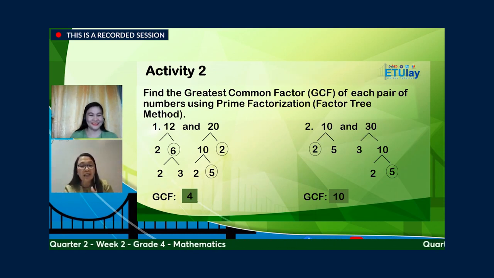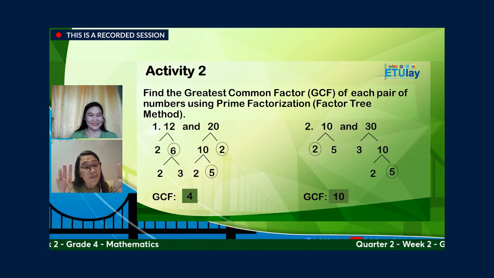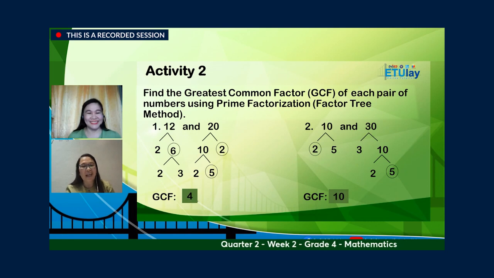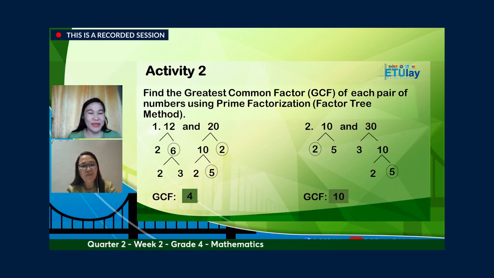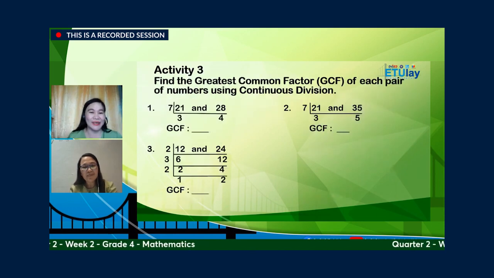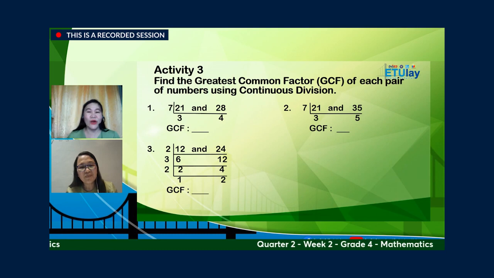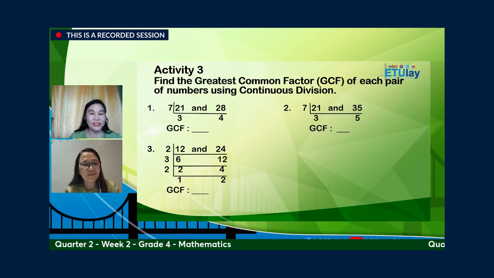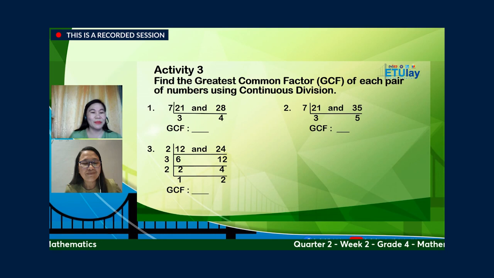Okay. For activity 2, Tutor Joby. Activity 3 na tayo, Tutor Joby. Yes, activity 3 na. So ano nga ba ang meron sa activity 3? Okay, so find the greatest common factor of each pair of numbers using continuous division. So dito sa continuous division, ito talaga yung itinuturo ko na the best na pagkuha dahil napakadali.